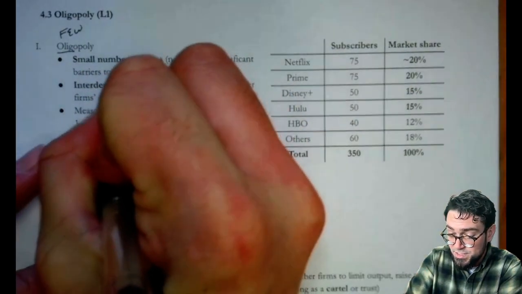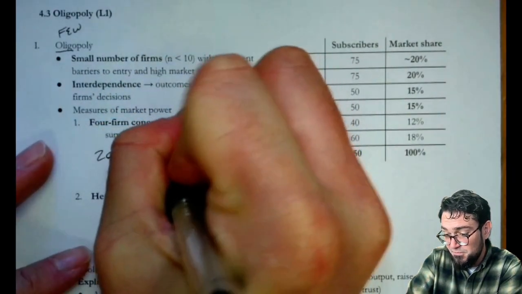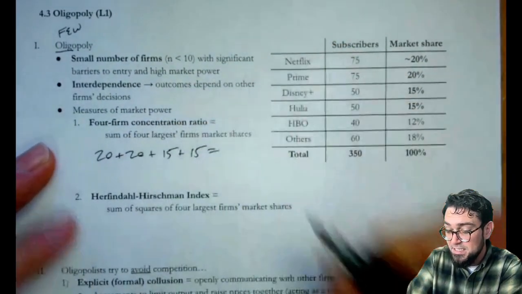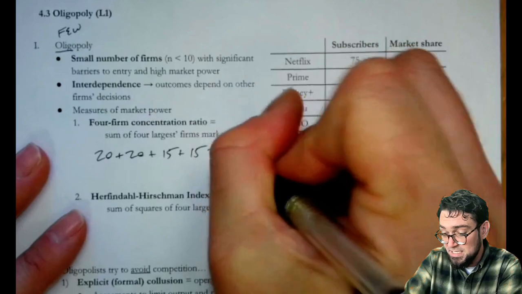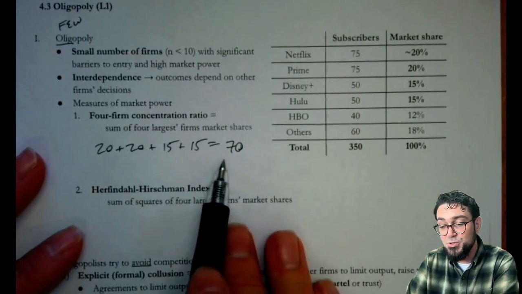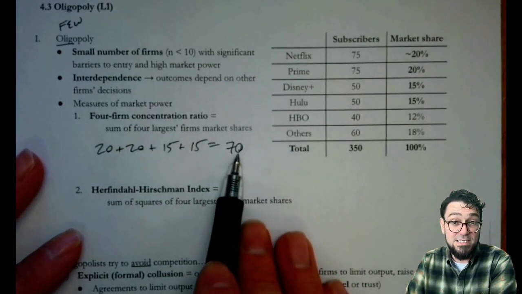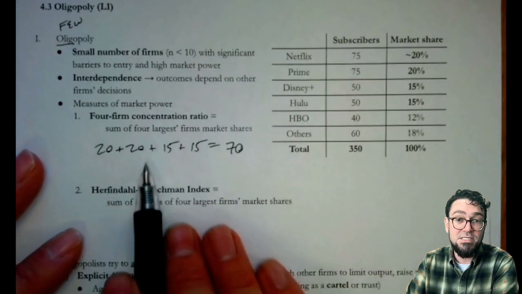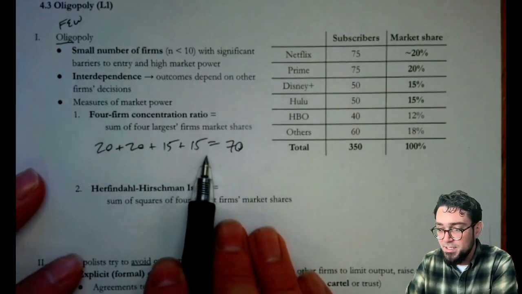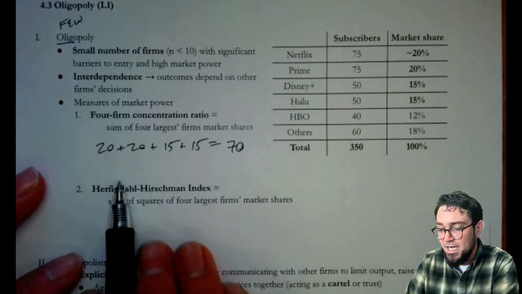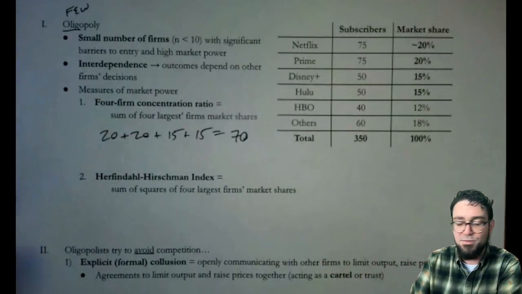We would say 20 plus 20 plus 15 plus 15 equals 40 plus 30 is 70. And that tells me anything usually above 50 or 60 is a good indication that the market's pretty concentrated. So this is pretty much an oligopoly is what I would say. And for sure, that's the case with streaming services.